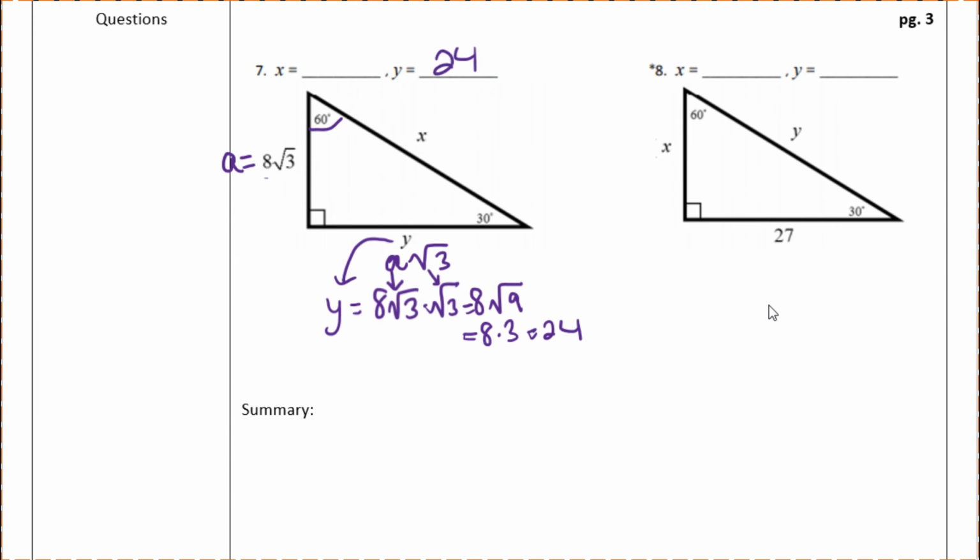All right, and then the hypotenuse is 2a, which is double what we have here. So 2 times 8 square root of 3, 2 times 8 is 16. So 16 square root of 3.